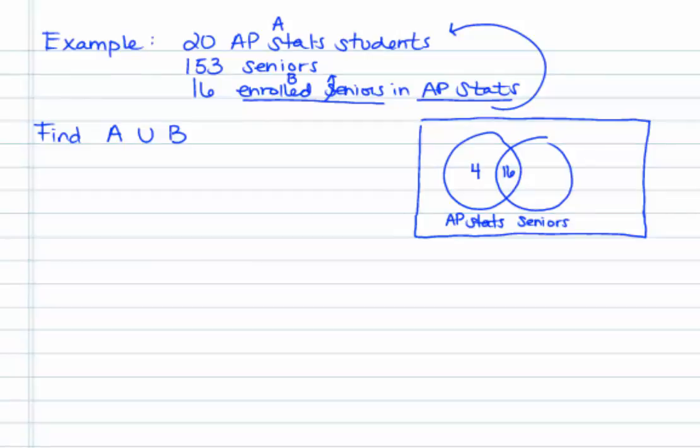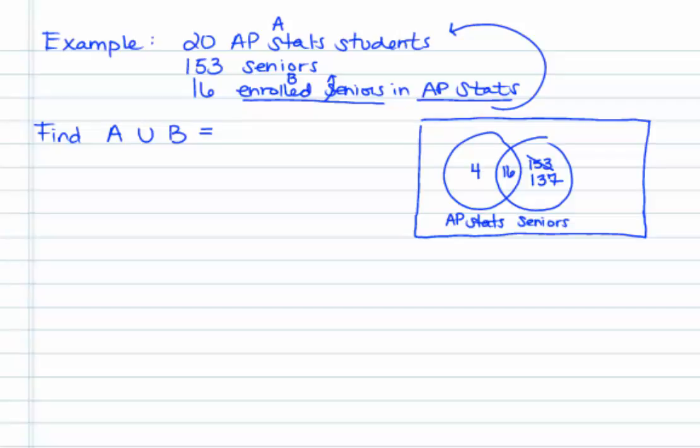Let's see, the seniors, there are 153 in the school, but you cannot use 153. You've already got 16 as part of that circle. So technically, we've got 137 students who are seniors that are not in AP Statistics. If we combine the students that are in statistics, then total would be 153 seniors. So finding the union, we would add up 4, 16, and 137.